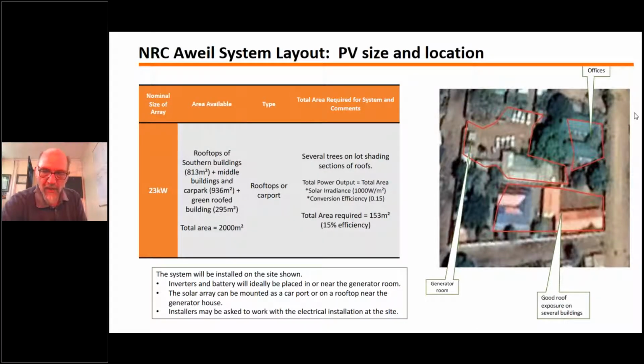So we also gave them an idea of where they could put the solar array. We showed them that there's good rooftop exposure and that they can either use a carport or a rooftop. So we provided the installers with information on where they can mount the modules and where they can put the batteries. So the information's there. And then this is my last slide.